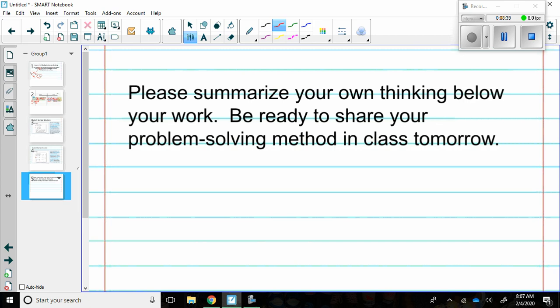And it says, please summarize your own thinking below your work and be ready to share your problem-solving method in class tomorrow. Your summarizing is not I circled and underlining. Your summarizing is actually making sense of at least looking at which one was the least. How did you know which one was the least? Looking at those fractions that made that stand out.